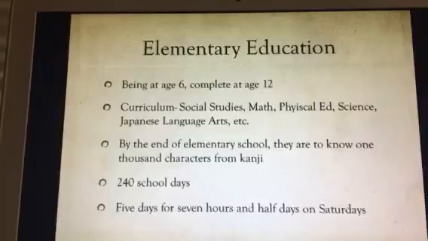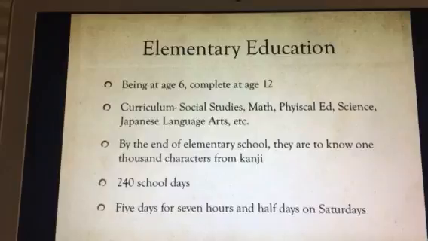Elementary education. Elementary education begins at age 6 and is completed at age 12. During this, you go through 6 years of school in elementary education. The curriculum includes social studies, math, physical ed, science, Japanese language arts, homemaking, music, drawing and handcrafts, moral education, and special activities.